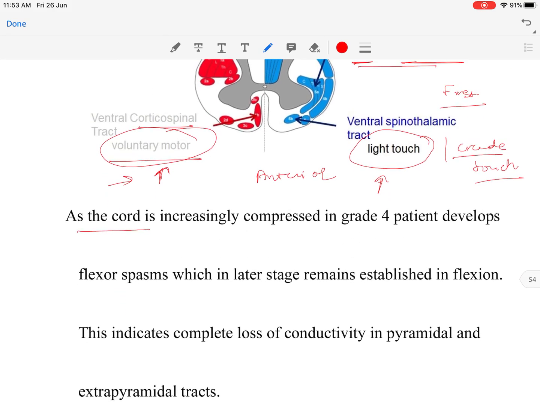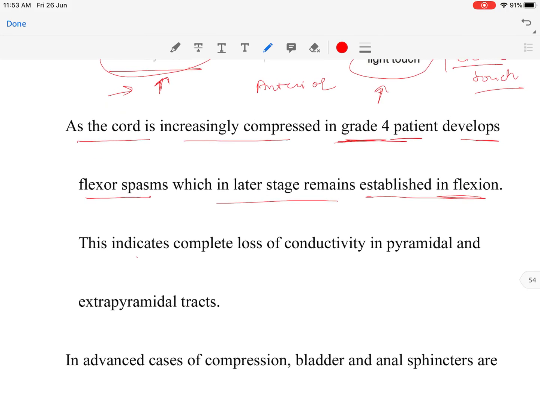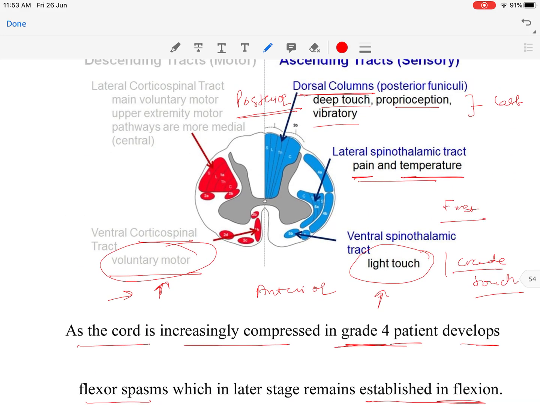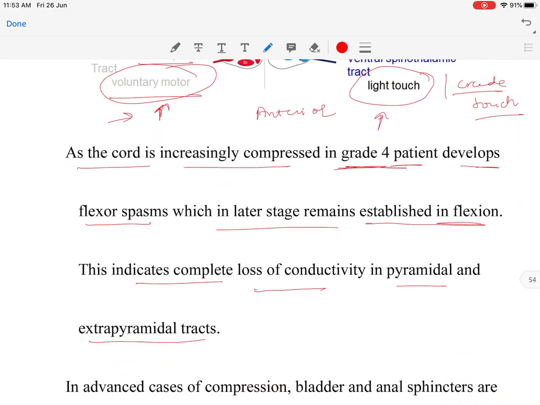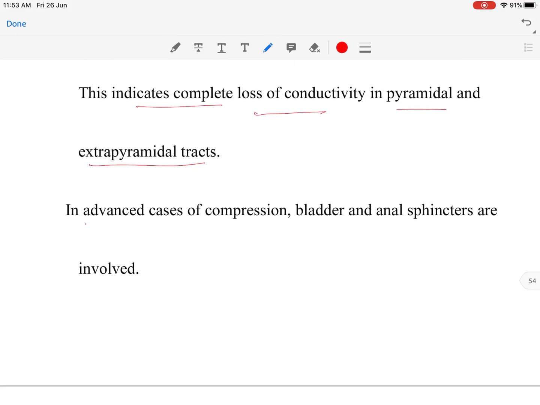As the cord is increasingly compressed in grade 4, which we have discussed, the patient develops flexor spasm, which later remains established in flexion. This indicates complete loss of connectivity in the pyramidal and the extrapyramidal tract. These extrapyramidal tracts are deeper in the spinal cord, so they are involved later. The flexor spasm and the flexion occur in grade 4 only, and in advanced cases of compression, as discussed in grade 4, bowel and bladder are involved.